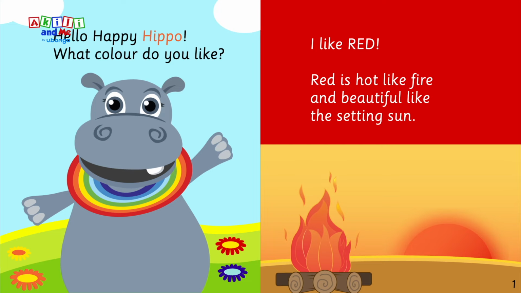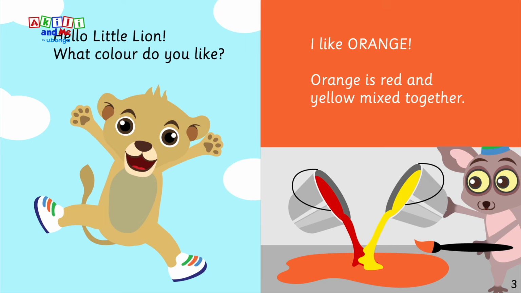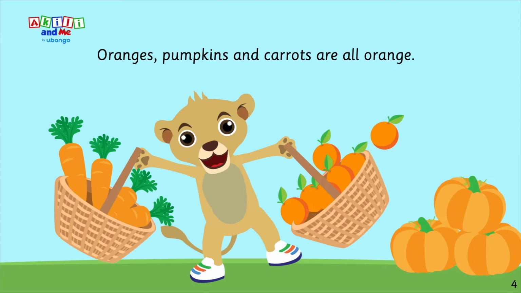Hello, Happy Hippo. What color do you like? I like red. Red is hot like fire and beautiful like the setting sun. Roses, tomatoes, and apples are all red. Hello, Little Lion. What color do you like? I like orange. Orange is red and yellow mixed together. Oranges, pumpkins, and carrots are all orange.